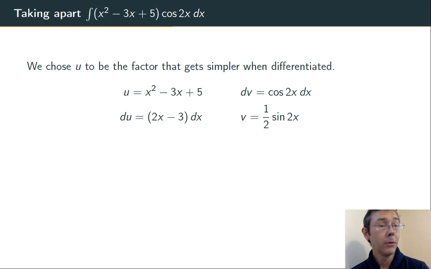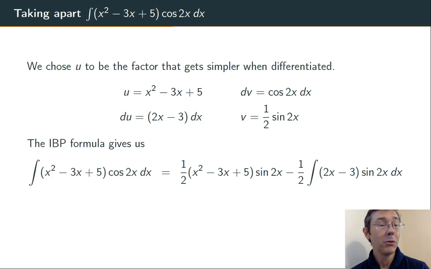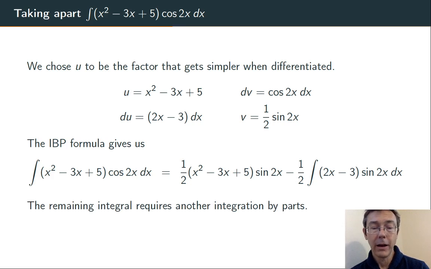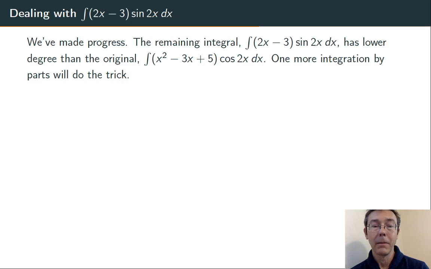Differentiate u, solve for du, anti-differentiate dv, and then take those ingredients and put them together according to the integration by parts formula to get this. We've made progress. The integral that we have there on the right is now a degree 1 polynomial. It's linear instead of quadratic as in the original problem. But we're not done yet.